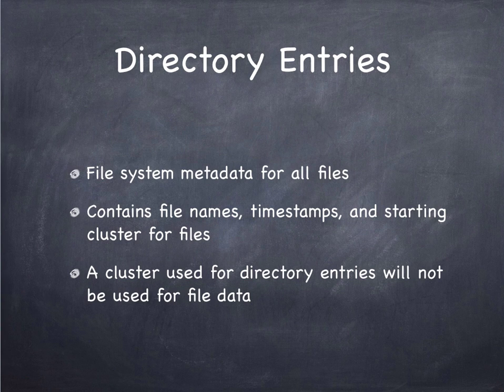The directory clusters hold directory entries. A directory entry holds the file system metadata for a file, which includes the file name, its timestamp, and the starting cluster for the file. The starting cluster and the starting cluster only. A cluster used for directory entries will not be used for anything else. It will be assigned as a directory entry structure.